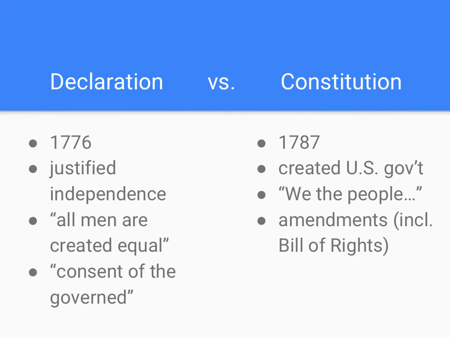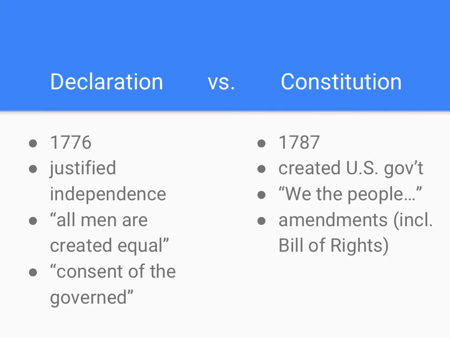Before we start talking about the Constitution, I want to clear up any confusion. A lot of students mix up the Declaration of Independence and the Constitution. So just to clear up any confusion, the Declaration of Independence was written in 1776. The Declaration of Independence was a document that justified American independence from Great Britain. It was more of a philosophical document explaining why the United States wanted independence from Great Britain, or why they felt that they were justified in declaring their independence.